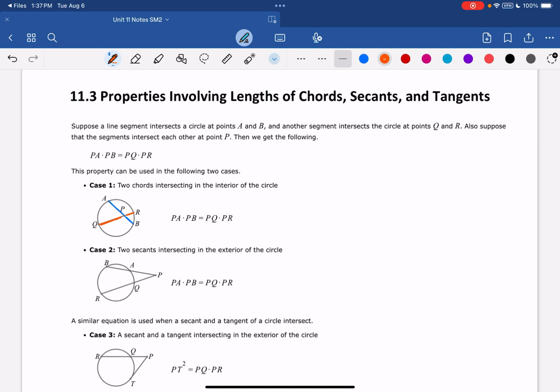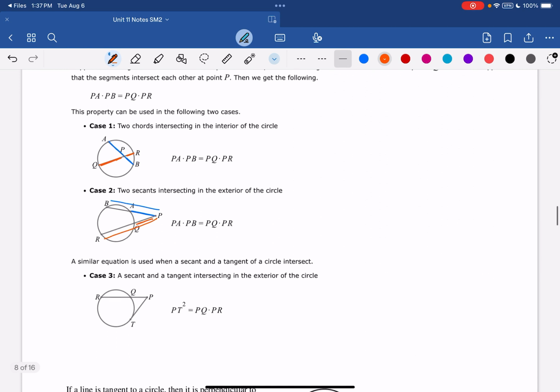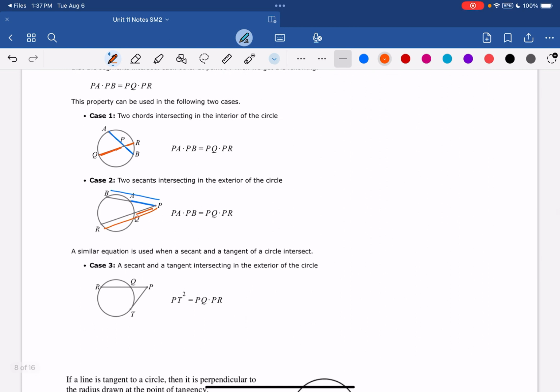Or if you have secants, you end up with, if we have two secants, PA, so you get the outside part times the whole line equals the outside part times the whole part. Okay. And when we have a secant and a tangent, it's outside squared, and then we have the outside times whole. Okay.